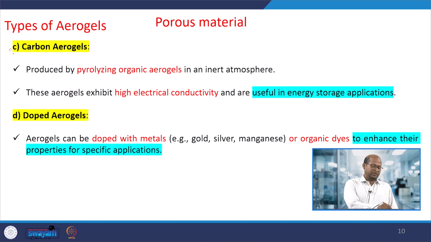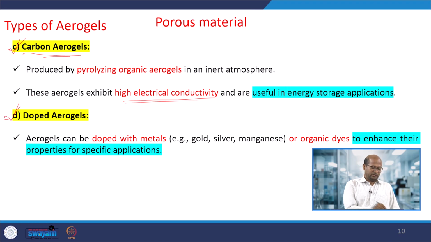After that, carbon aerogels we can also prepare by pyrolyzing the organic aerogels that we have prepared. If we heat them at a high calcination temperature, then we can get this type of carbon aerogel. The details I will discuss later. This type of material has high electrical conductivity and is useful for energy storage applications.